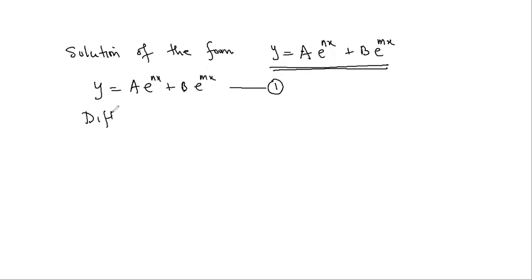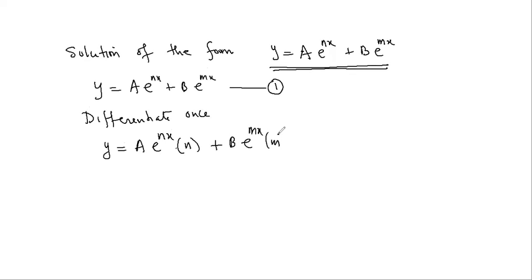Differentiate once. y is equal to a into derivative of e raised to nx, e raised to nx into n, plus b e raised to mx into m. No problem, no? That gives you dy by dx. On left hand side, I have written only y. That gives you dy by dx.